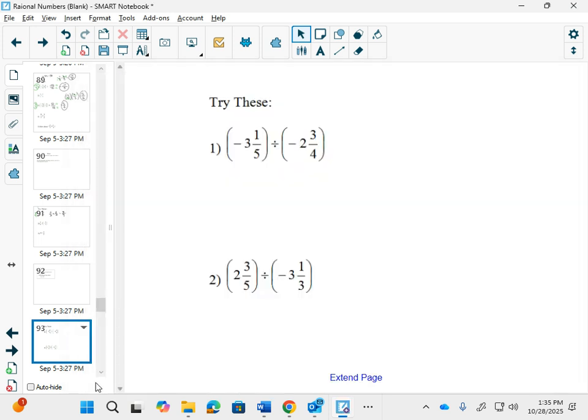So what I'm going to do is beside here, this is the answer that I want to get. How do we do this without a calculator? Well, first, change it to improper fractions.